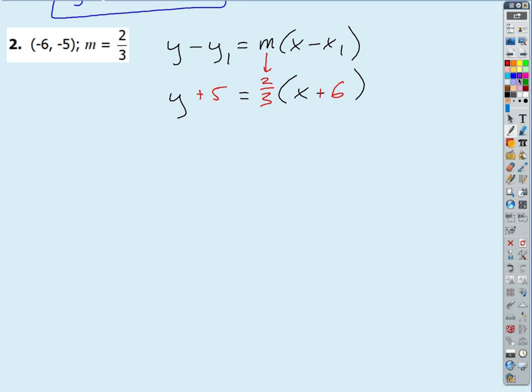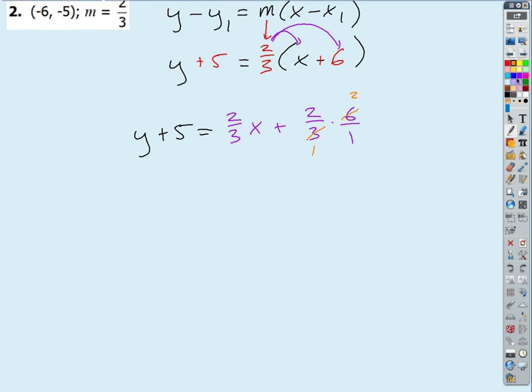Good. So we'll distribute the 2/3, and that's going to give us y plus 5 equals 2/3 x plus 2/3 times 6. Same thing as 2/3 times 6 over 1. So what's that going to become? 4. Good. We could either multiply straight across and get 12 over 3, or we could cross cancel, making that a 3 and that a 2. Either way, we're going to get y plus 5 equals 2/3 x plus 4.